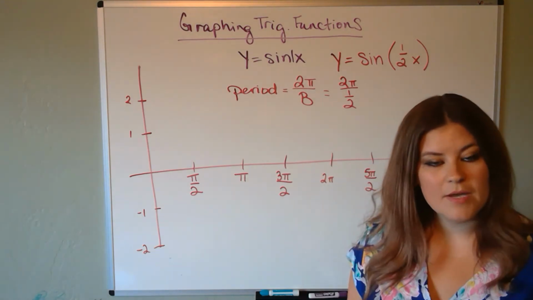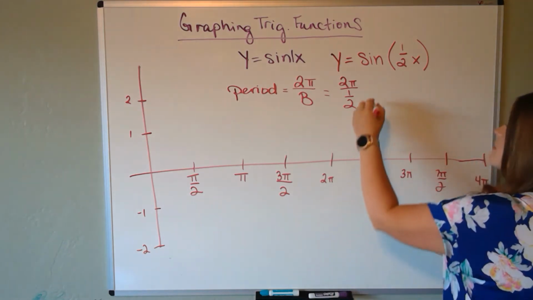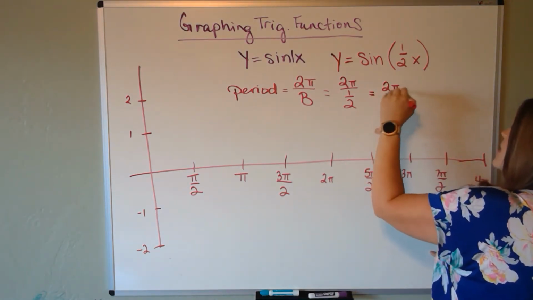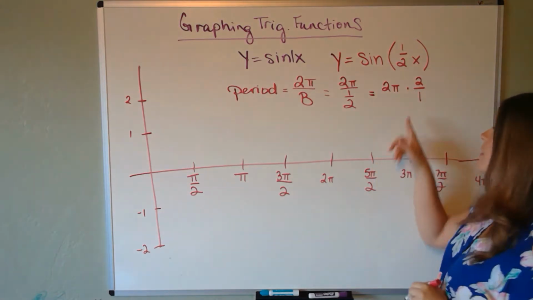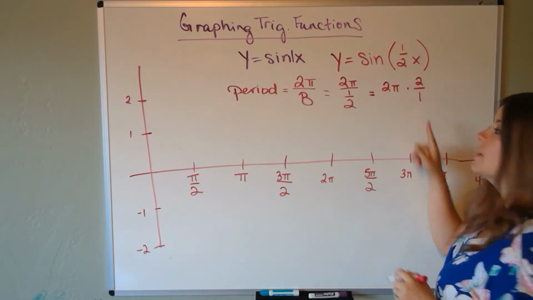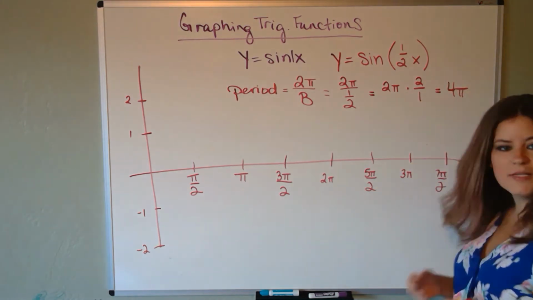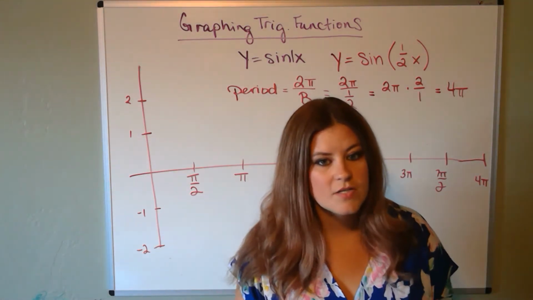Remember, if you're dividing by a fraction, what do you do? You flip and multiply, right? So 2 pi divided by 1/2 is like taking 2 pi times 2 over 1, or just 2 pi times 2. You end up getting 4 pi. So what did that 1/2 do? It actually doubled the period of the function.